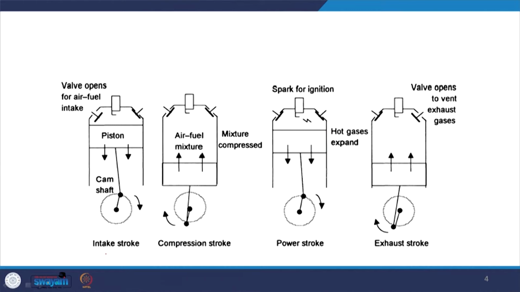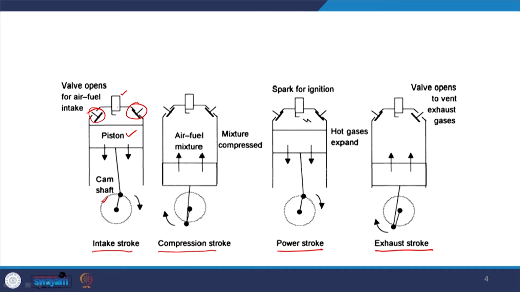So, let us have a look at it here. In this figure, we can see the four strokes mentioned: intake stroke, compression stroke, power stroke and the exhaust stroke. We can see the various components in this figure. We have a piston and we have a camshaft. Here you can see there is a spark plug for ignition, and there are two valves, one is the intake valve and the other is the exhaust valve.